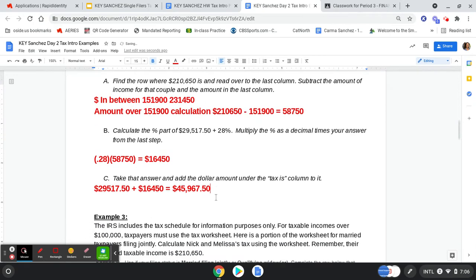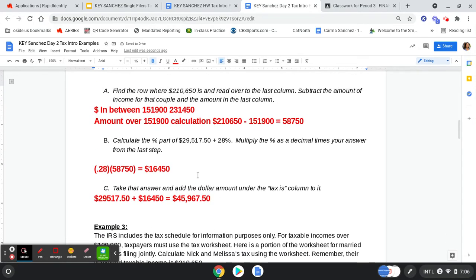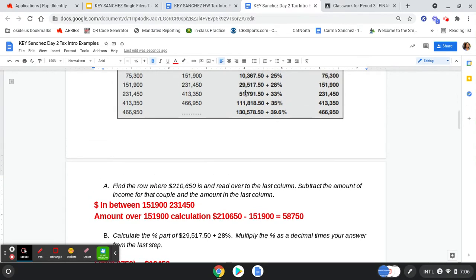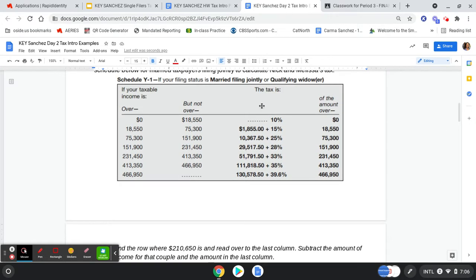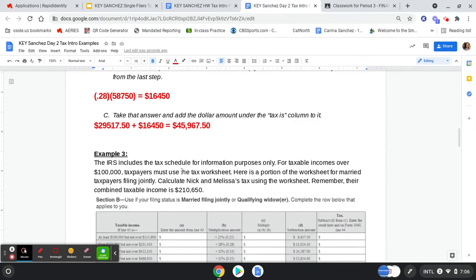How'd you do? So this is their full tax amount. And this tax amount is something we can calculate with this column that says the tax will be this number plus the 28% of the amount over and above the 151,900 minimum. So here are the three steps we're going to take to calculate that.